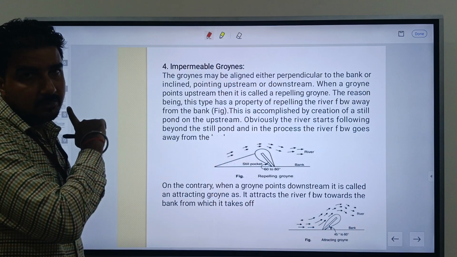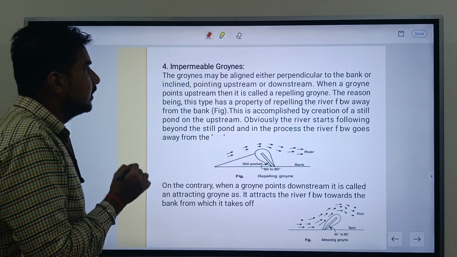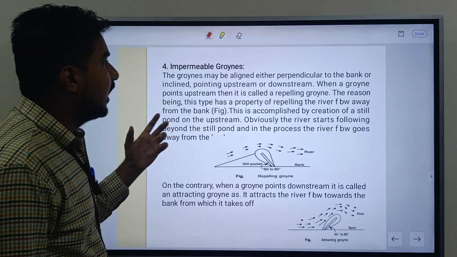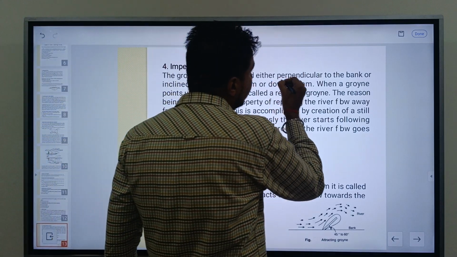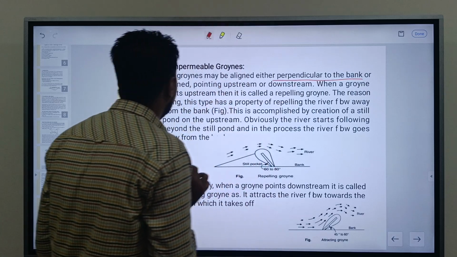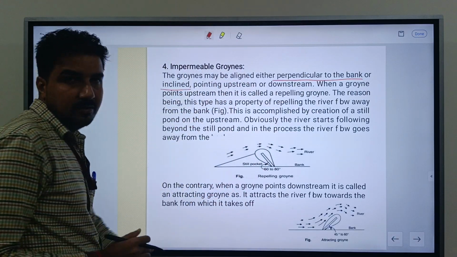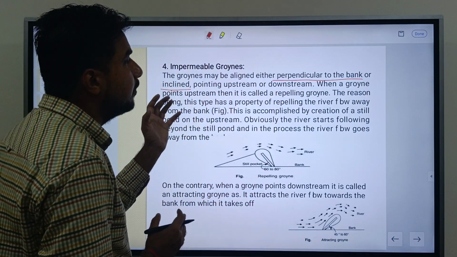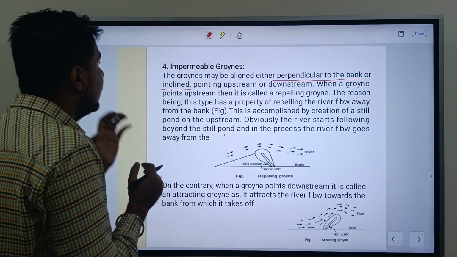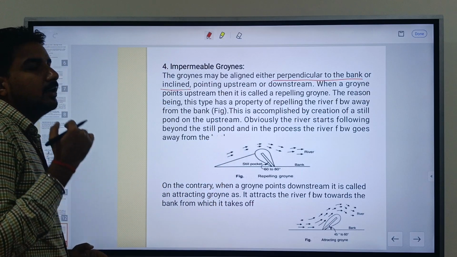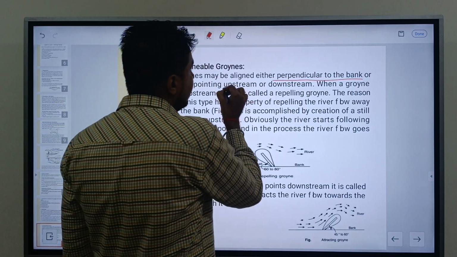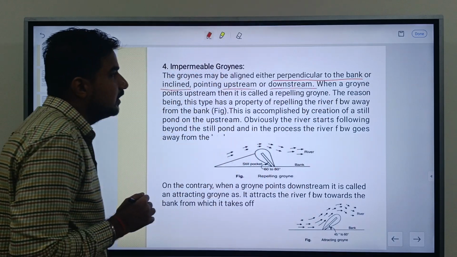Now the next one is the fourth, the impermeable groin. We have discussed all the permeable ones. Now these are the impermeable groins. Impermeable groins are aligned either perpendicular to the bank or inclined. They are constructed in the perpendicular direction of that particular region or in an inclined direction, pointing upstream or downstream, in both directions.